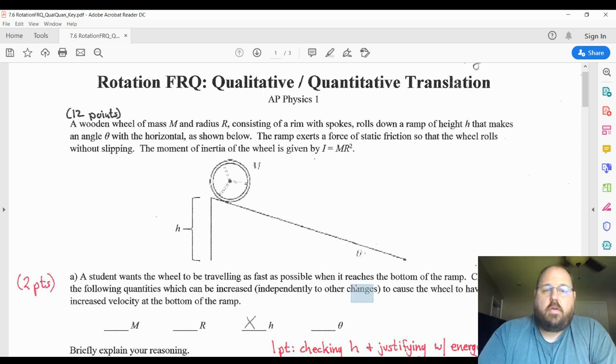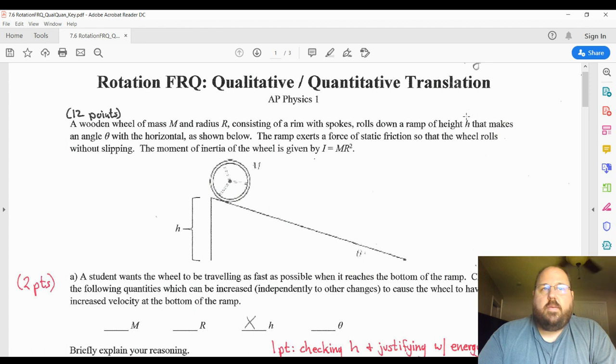In this video, we are going to go over, discuss, and then score the rotation free response question. And this is an example of a qualitative-quantitative translation question. What the term qualitative-quantitative translation means is that you're expected to be able to translate a situation between descriptive, like words, responses, and then mathematical, like graphs and equations responses.